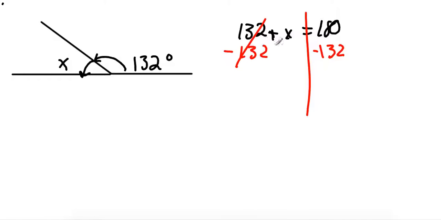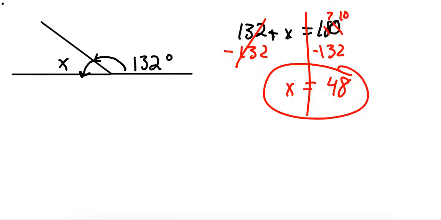These will cancel out. I'll have to do a little bit of borrowing over here. So 10, this turns into a 7. 10 minus 2 is 8. 7 minus 3 is 4, and 1 minus 1 is 0. So I know that x is equal to 48 degrees.